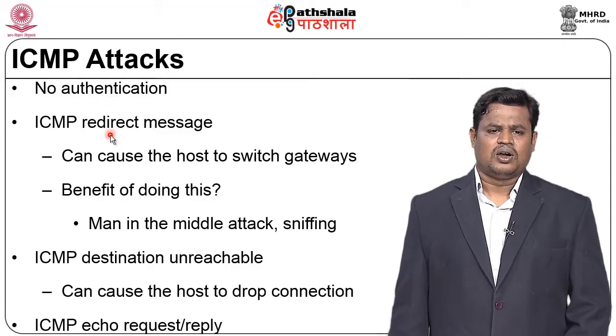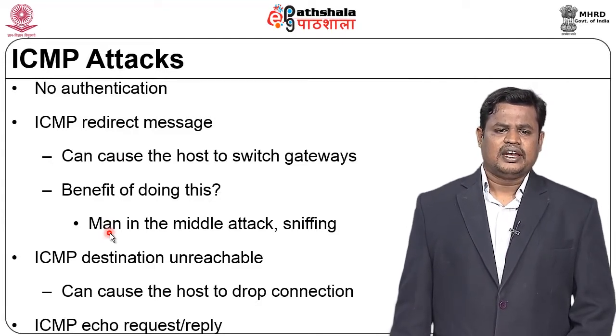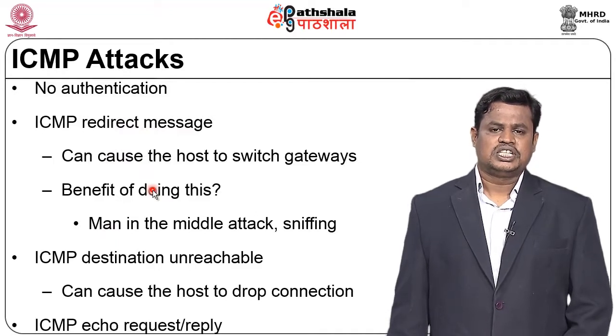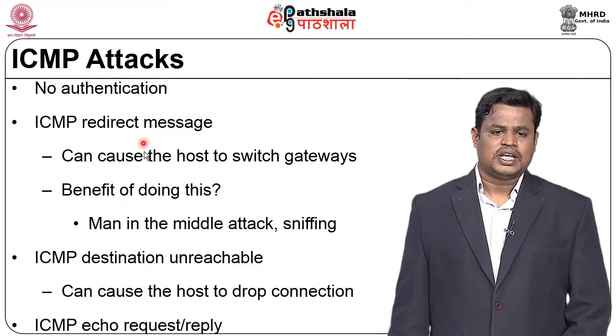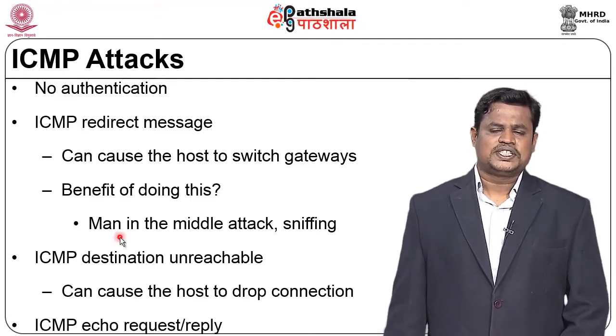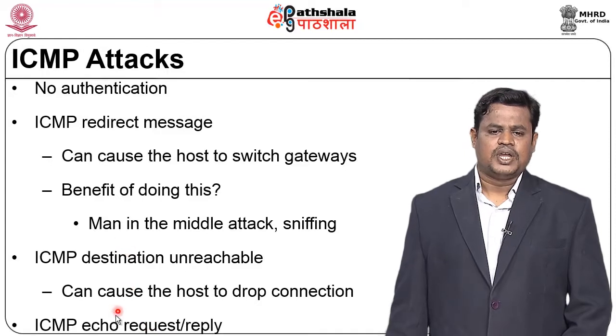And there is also one message called the redirect message, which attackers like the man in the middle attack, MITM, can take advantage of, where they redirect packets from the legitimate source to their machine and then to the server. That means they act as a middleman with the help of the redirect message. Also, ICMP destination unreachable causes the host to drop the connection: even though the destination is present in my network, I simply reply that the destination is unreachable, and automatically every machine will start to drop the packets. Even ICMP echo and reply can be modified in some way. That is why it happens in the ICMP attack.